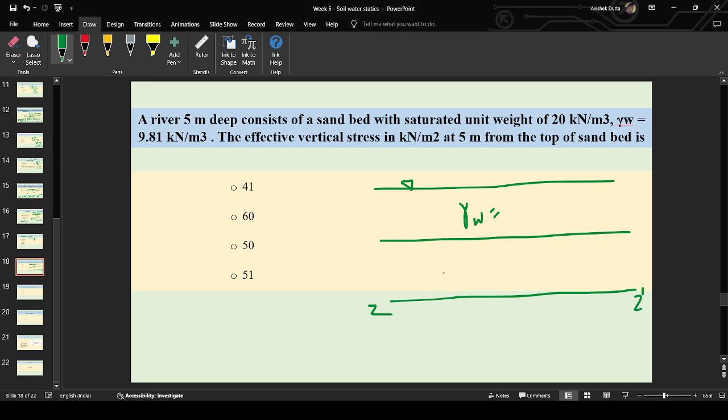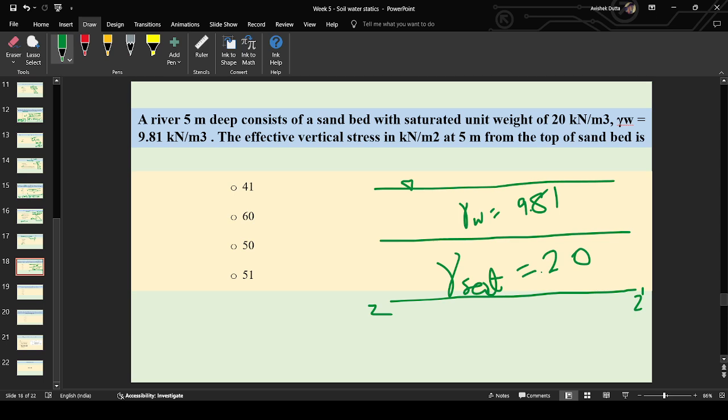So, have you solved this? What is the answer you have got? Not writing the unit quickly. Option D, 51, right? Good.